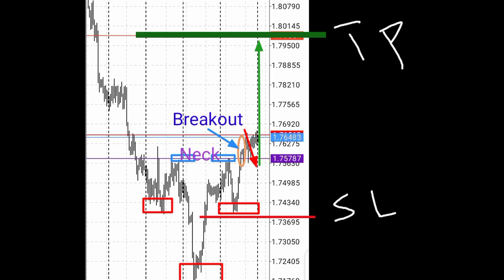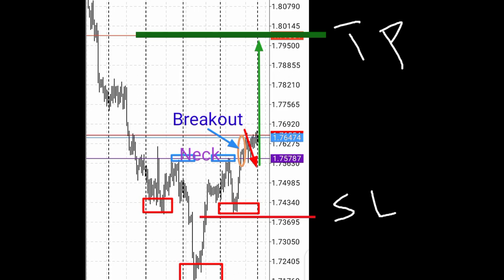So in summary, we've said that inverse head and shoulder pattern is a bullish reversal pattern that forms in a bearish trend to signal a reversal from the bearish trend into the bullish trend. Then we said that we have three types. We have the regular inverse head and shoulder, we have the down tilt inverse head and shoulder, and we have an up tilt inverse head and shoulder.